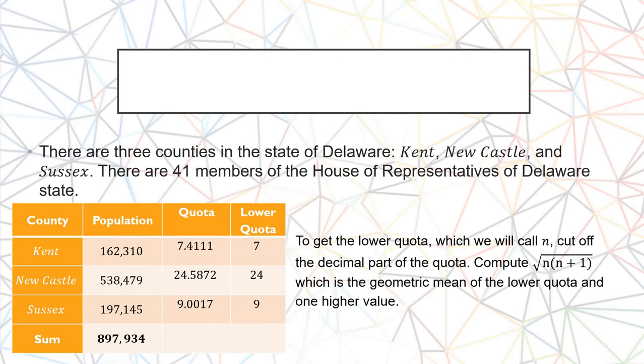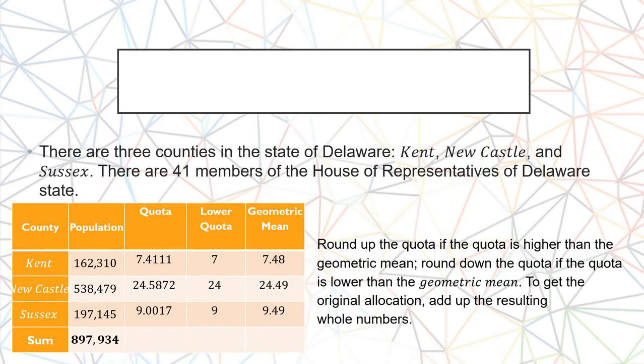So we have the quota here, and then we drop all the decimal portions, giving us 7, 24, and 9. But we know that this will not add up to 41. So what the Huntington-Hill method will apply, after computing the lower quota, is to move on to the next step. So it's a bit longer. It's solving the geometric mean of the lower quota.